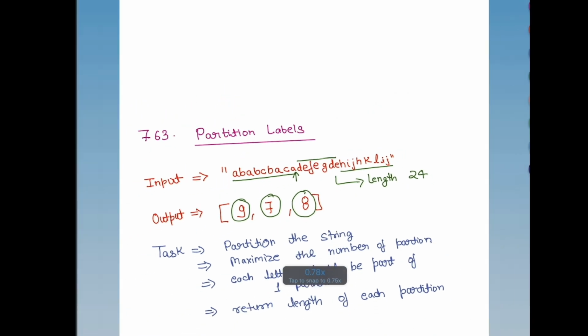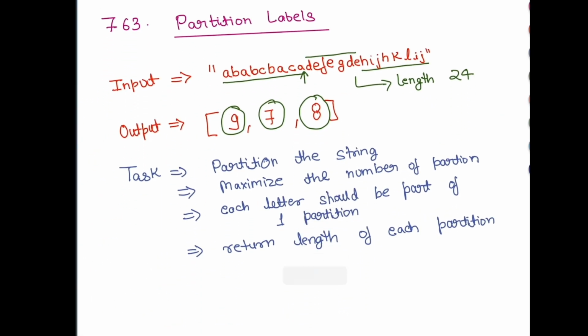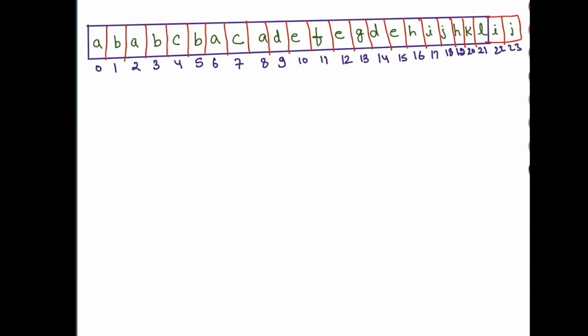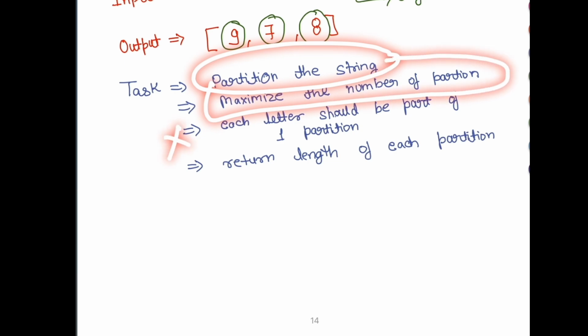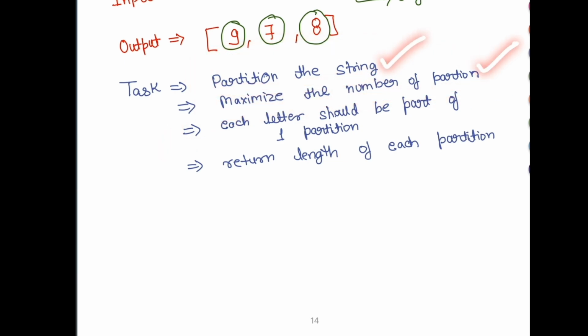Alright, so now since we understood how this particular input is producing this output, let us try to understand what can be the intuition behind this problem and how to approach the solution. So right now what you see on the screen is the same string which we have in the input in a list format. What can be my first thought when I am trying to solve this problem? The first thought is I have to partition the string and I have to maximize the number of partitions. Forget about rule number 3 for now. Just focus on the first two rules. Let me partition and let me maximize the partition number.